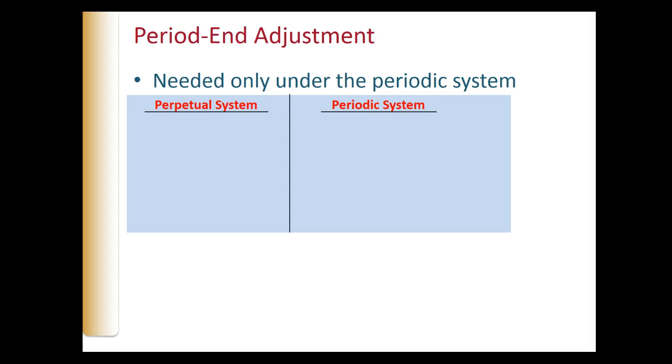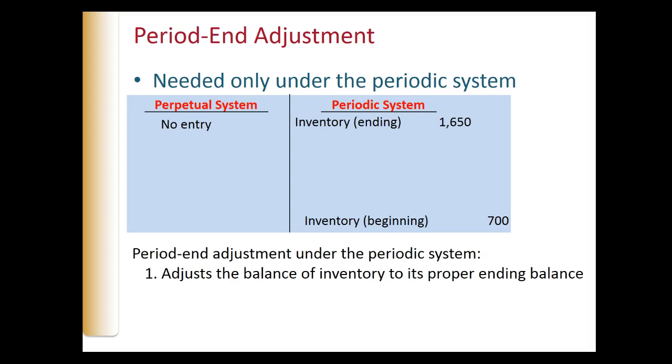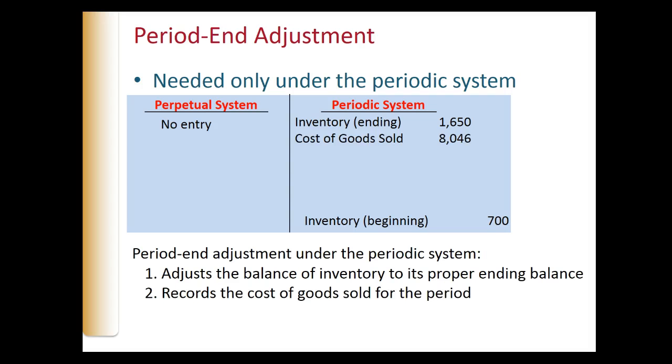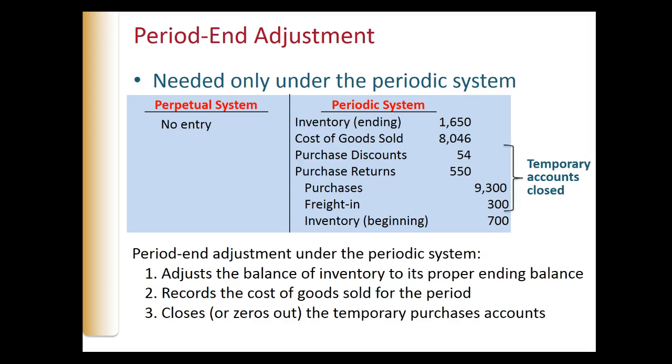A period end adjustment is needed under the periodic system. It adjusts the balance of inventory to its proper ending balance, records the cost of goods sold for the period to match inventory costs with the related sales revenue, and it closes or zeroes out the temporary purchases accounts such as purchases, freight in, purchase discounts, and purchase returns.